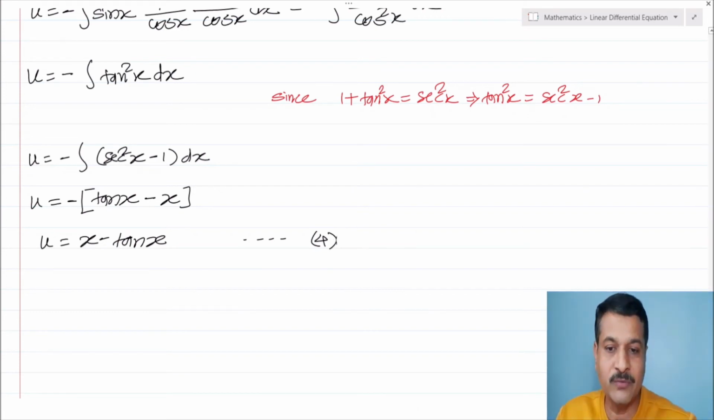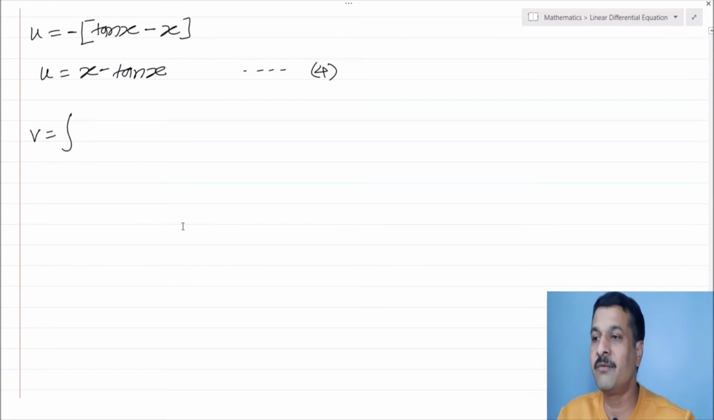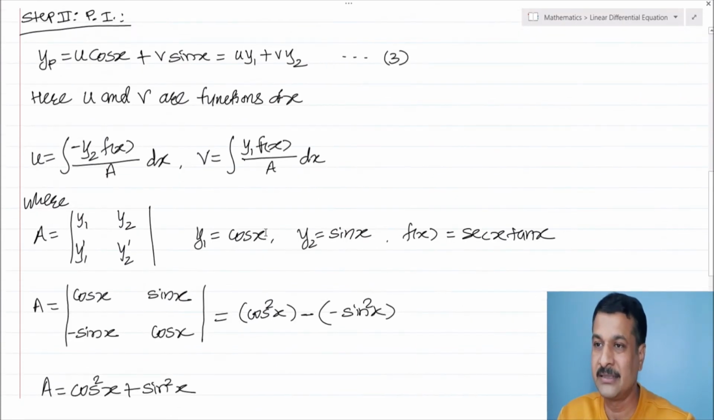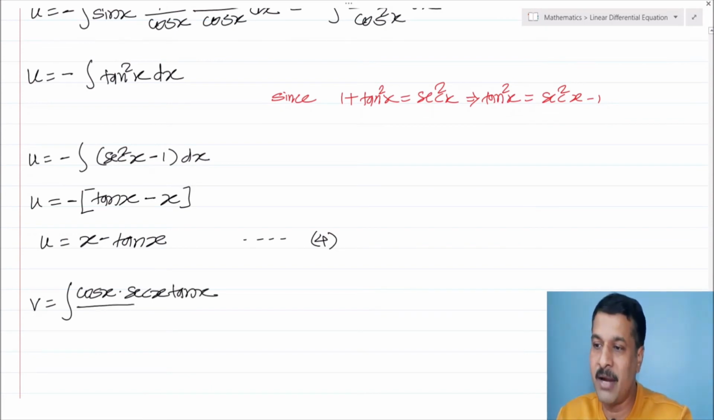Now I want to find v. So what is v? v equal to integration of y1 into f of x upon A. y1 means cos x into sec x tan x by A, and A is 1. So I am getting here cos x into sec x tan x by 1 into dx.